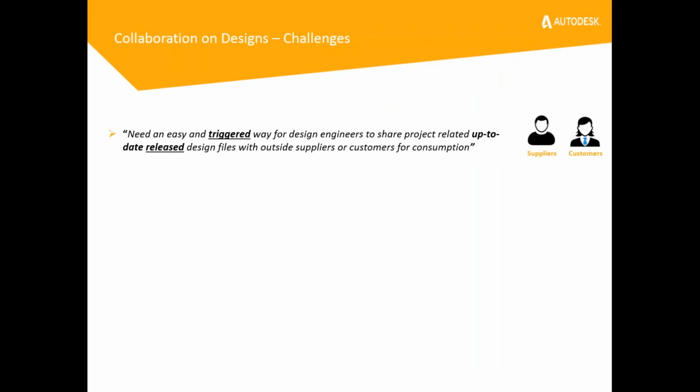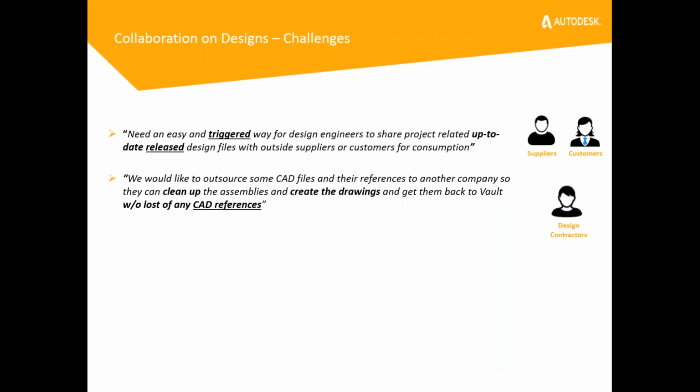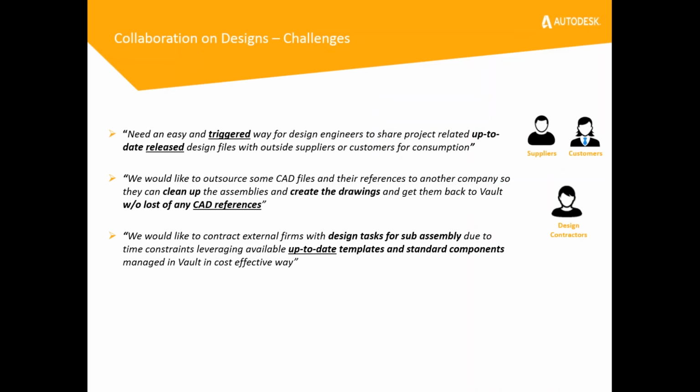These are just showing some supplier and customer testimonials here, but they needed an easy and triggered way for design engineers to share project-related, up-to-date release design files with outside suppliers or customers for consumption. So this project sync does that. You can connect from your Vault out to Fusion and allow others to see that data, and then if they make a change, you can synchronize it back to the Vault. That's the key aspect there, it's bi-directional.